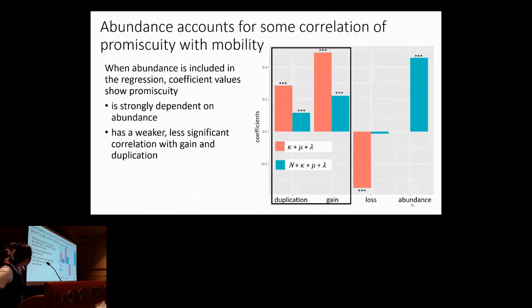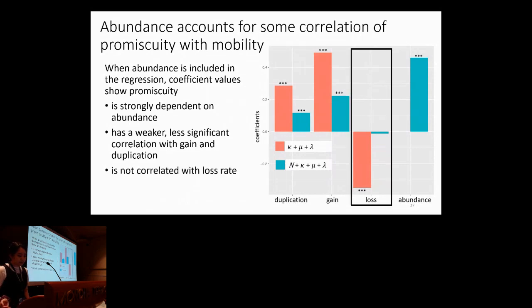And promiscuity shows a weaker and less significant correlation with gain and duplication rates. The height of the blue bars is reduced compared to the red bars. Moreover, we found that promiscuity is not correlated with loss rate anymore. The blue bar here is almost 0.